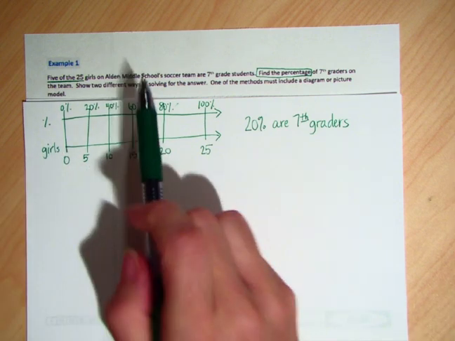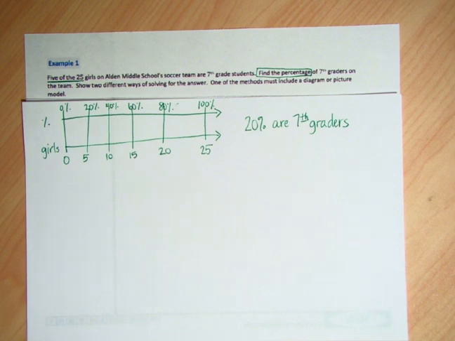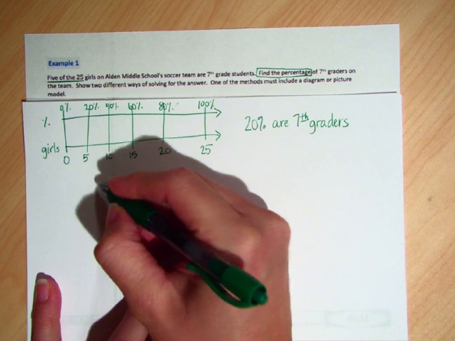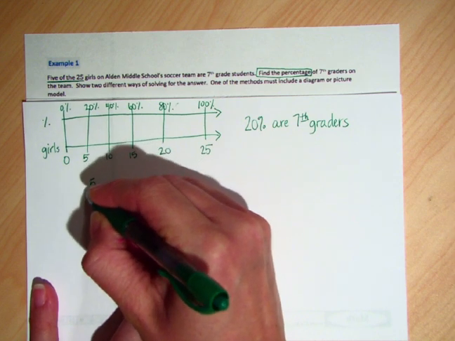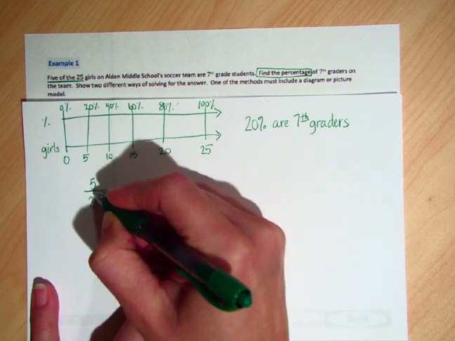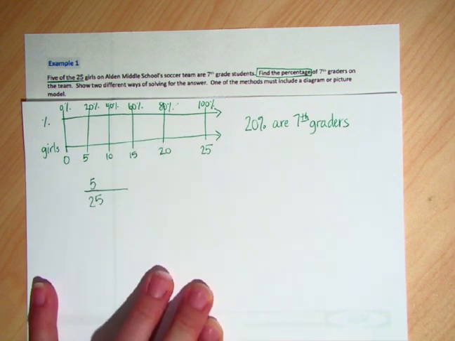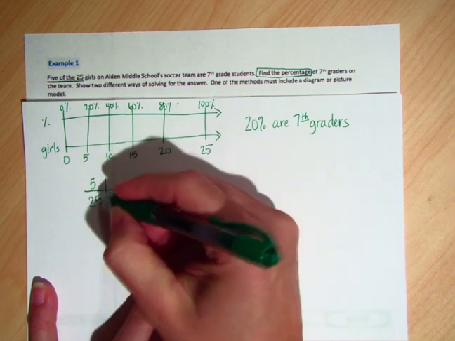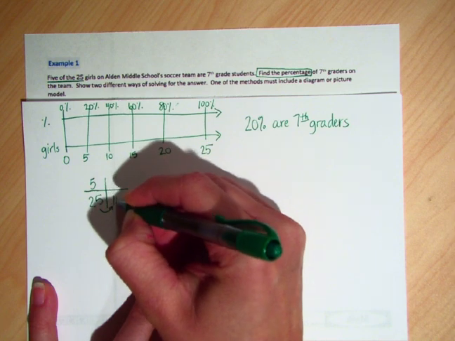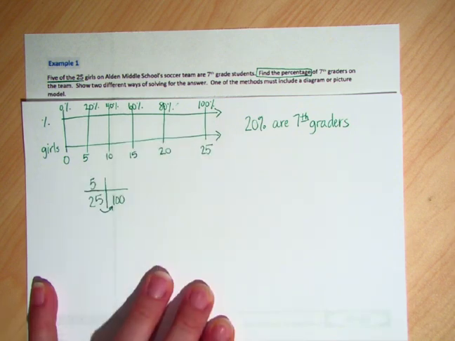All right, I need 2 different ways, so let's look at a different way. How about that trusty old equivalent ratios model? Okay, so let's do 5 to 25 was our original ratio. 5 out of 25 girls are 7th graders. All right, now out of the whole, this is the whole team down here, so I'm going to make my whole 100 so I can find percent per 100.